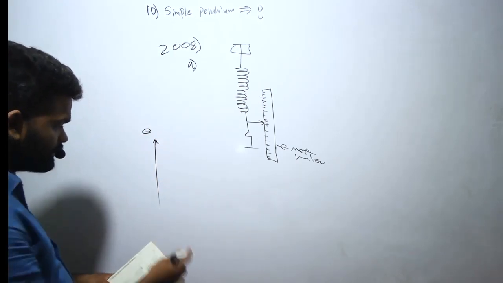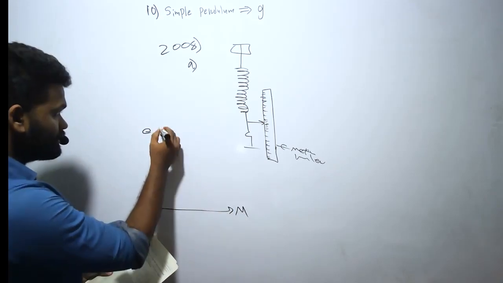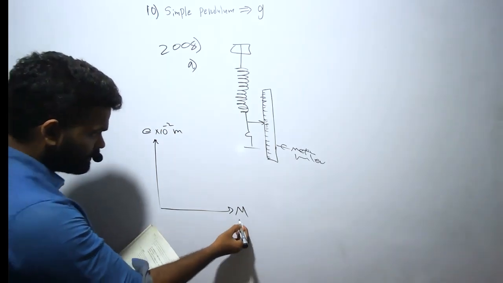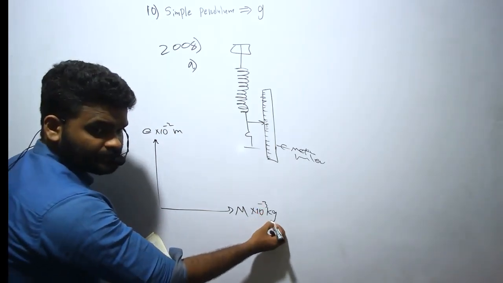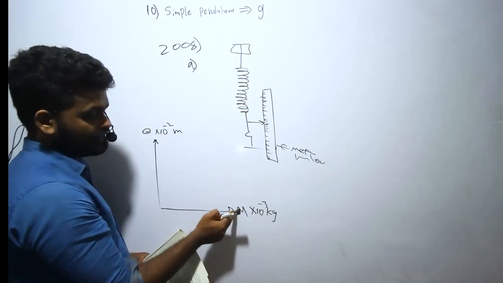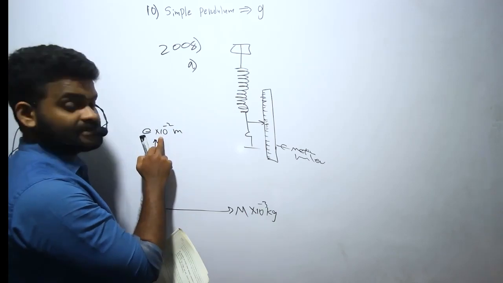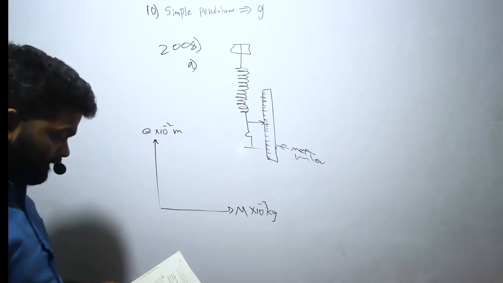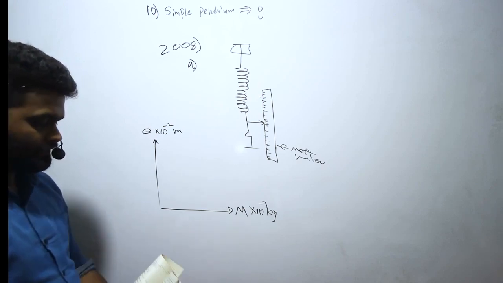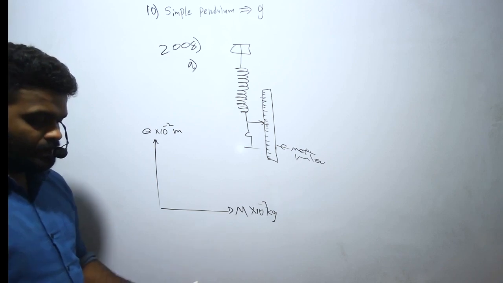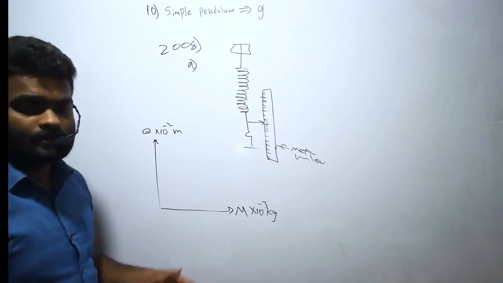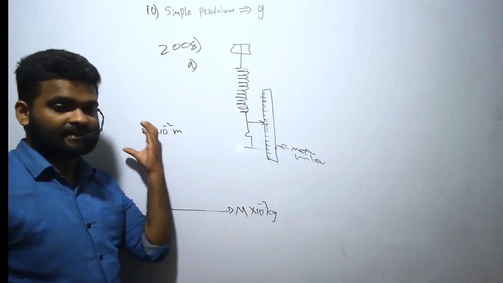Extension versus load. Extension has a factor of 10 to the power minus 2 meters. Load is 10 to the power minus 3 kilograms, right? So whatever the coordinate you take, you have to multiply that by these numbers, right? If it is a mass, 10 to the power minus 3. If it is extension, 10 to the power minus 2. Okay, so what do they ask? So using this graph, this is a graph between mass and extension, right?